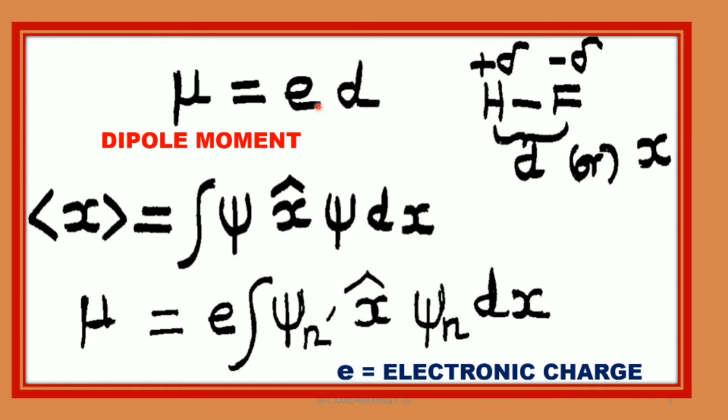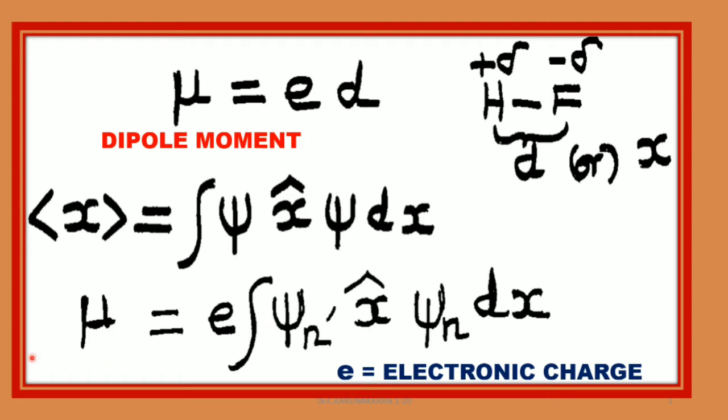Similarly, the transition moment integral: mu equals e times d, or e times x. The average value of the transition moment, the electronic transition, the average value of x, is determined by using the average value theorem, or expectation value theorem, we have studied in the postulates of quantum mechanics earlier. Therefore, integral psi x cap psi dx.